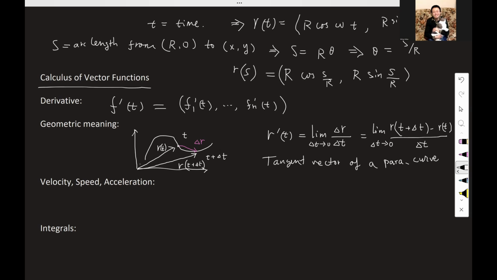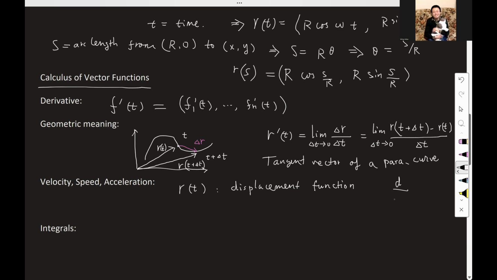Imagine r(t) as a displacement function. This tells you the exact position of a particle at an arbitrary time instance t. We often write this in mechanics: d over dt is often abbreviated as a dot. Let's say you have some quantity A, dA over dt, and you just write A dot. This is a common notation in mechanics. Whenever you're differentiating with respect to time, you can just put one dot above.